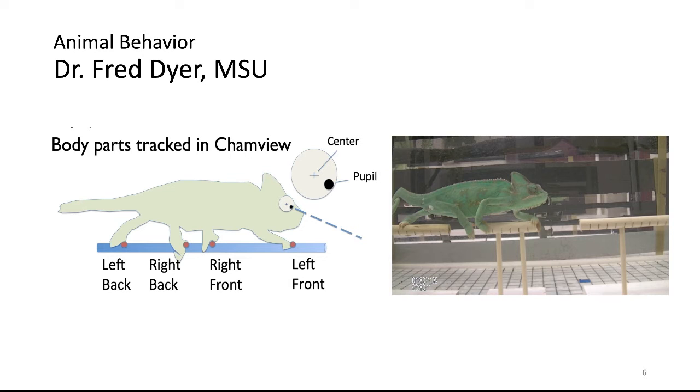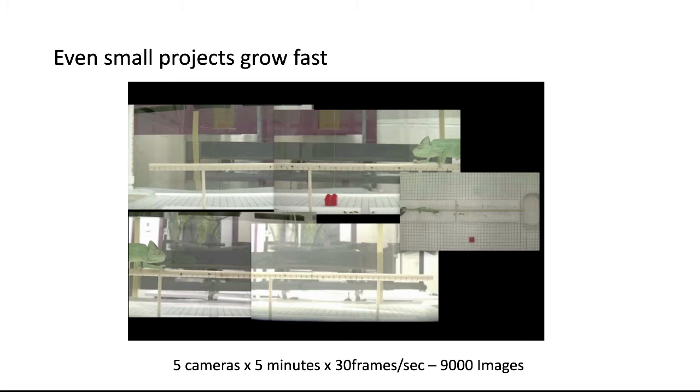And so let me give you a quick example. A friend of mine, Fred Dyer, and I worked on a project where we were trying to track the movement and eye position of chameleons. He was really interested in looking at where chameleons were looking in the environment. And we'd run these experiments using 5 cameras. And so each of the cameras would have a different view of the chameleon, all in an arena. And then each camera was running at 30 frames per second. And each experiment took about 5 minutes. And that one experiment would take about 9,000 images. And we'd have many, many, many experiments and trials that we would run using this.